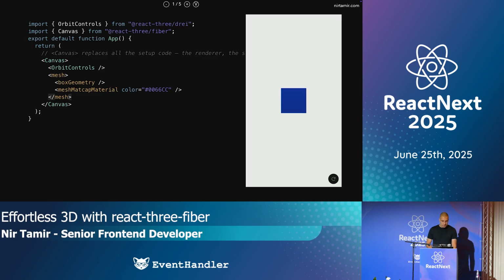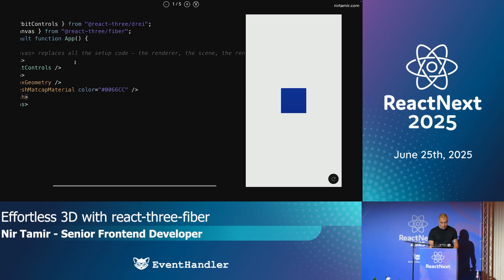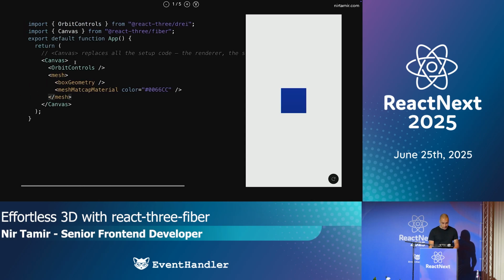So in this example, I import a Canvas from React Fiber, and the Canvas replaces all the setup code from the previous example, all the renderer, the scene, and the render loop. Then I created a mesh with a box geometry and a mesh matcap material in the color blue. And this is all the code that is needed to render this cube.